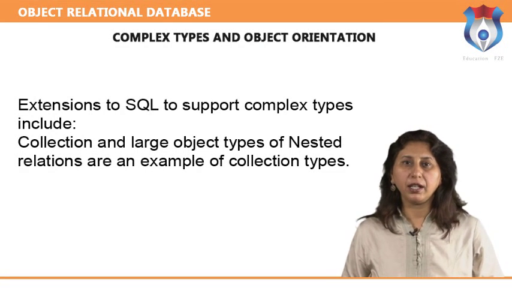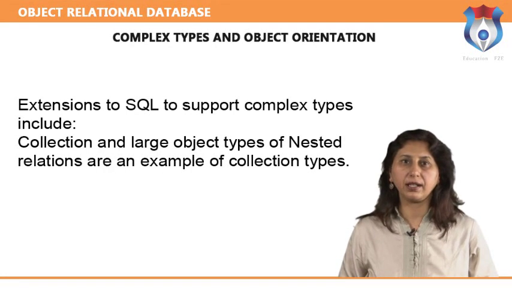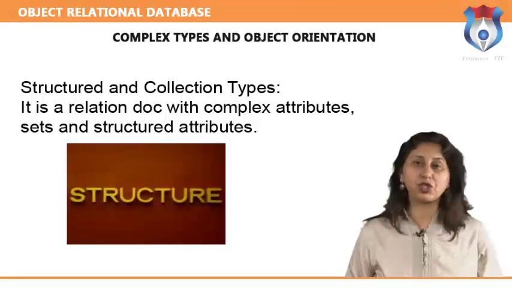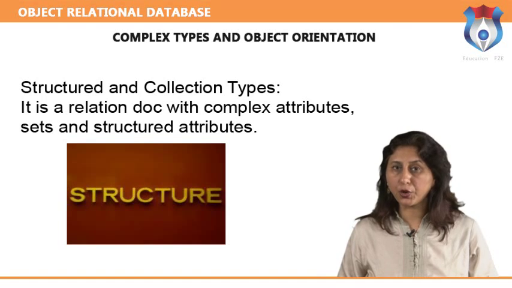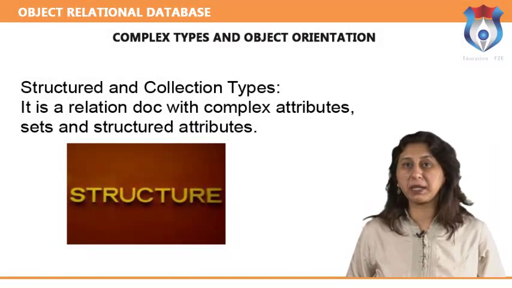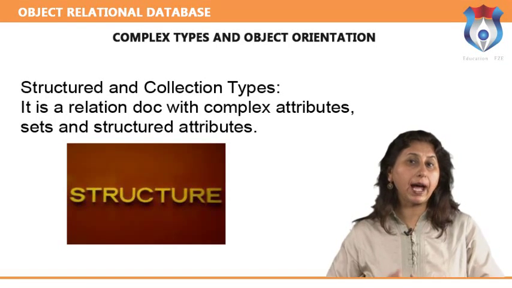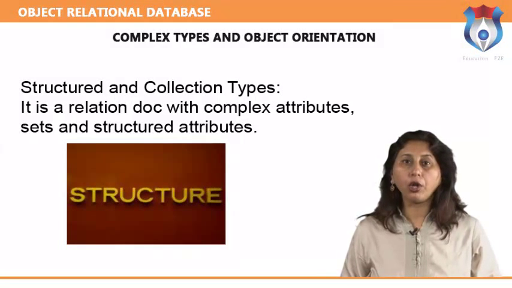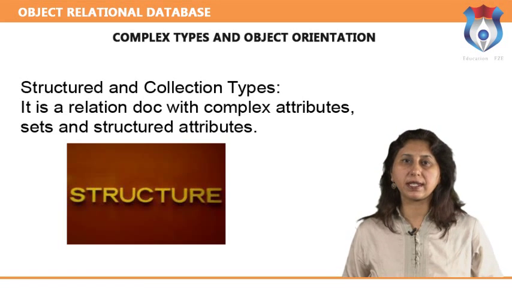Collection types. Create table books, keyword set of varchar(20). It is a relation doc with complex attributes, sets, and structured attributes. It allows type definitions recorded in the schema stored in the database. One can also create a table directly without creating an intermediate type for the table. Complex type systems usually support other collection types such as arrays and multisets. Example: author array of varchar(10) represents an ordered list of authors.